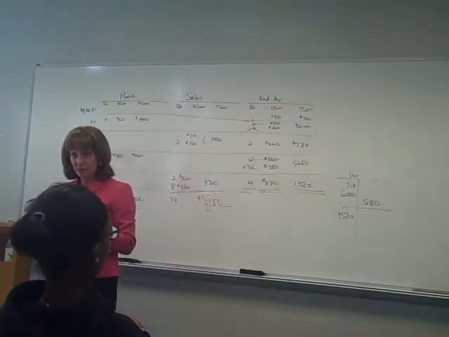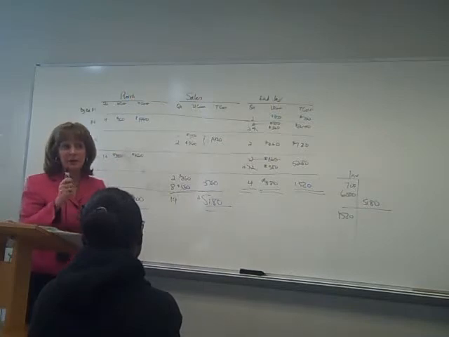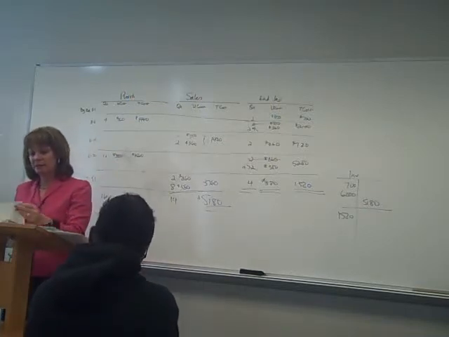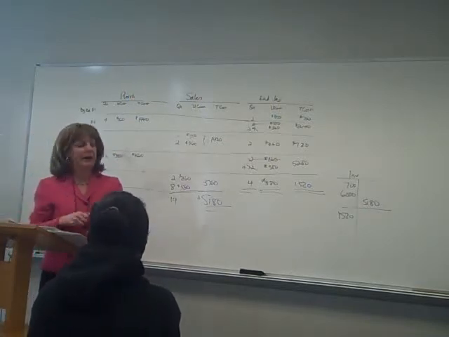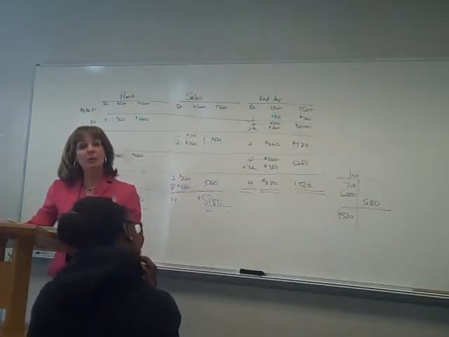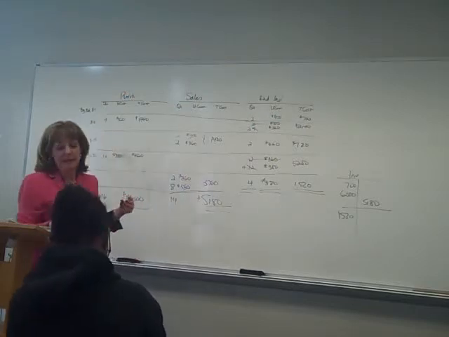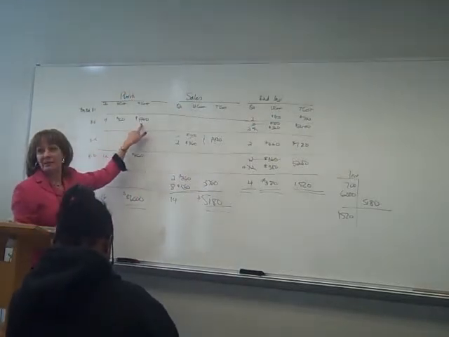Are we together? Okay. I'm going to keep going then. On the next page, we've got the journal entries. This is a review of Chapter 5. Debit merchandise inventory, credit accounts payable, $14.40.